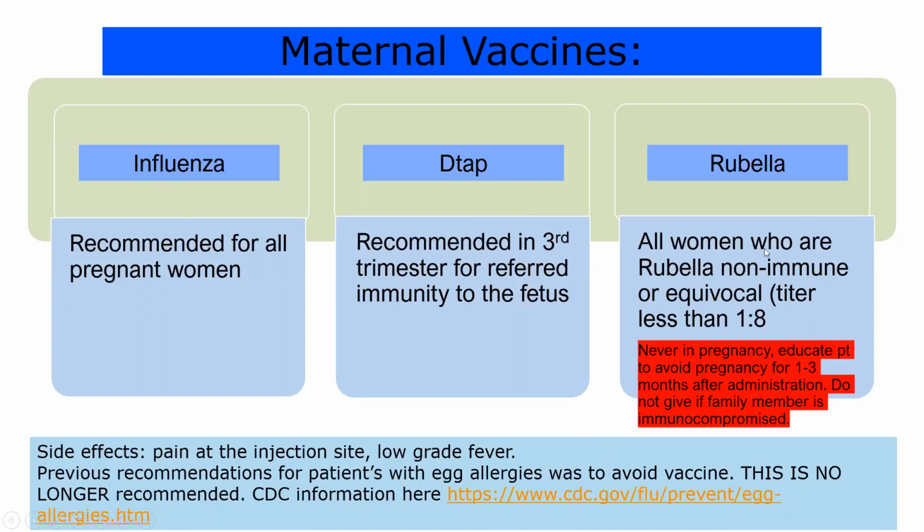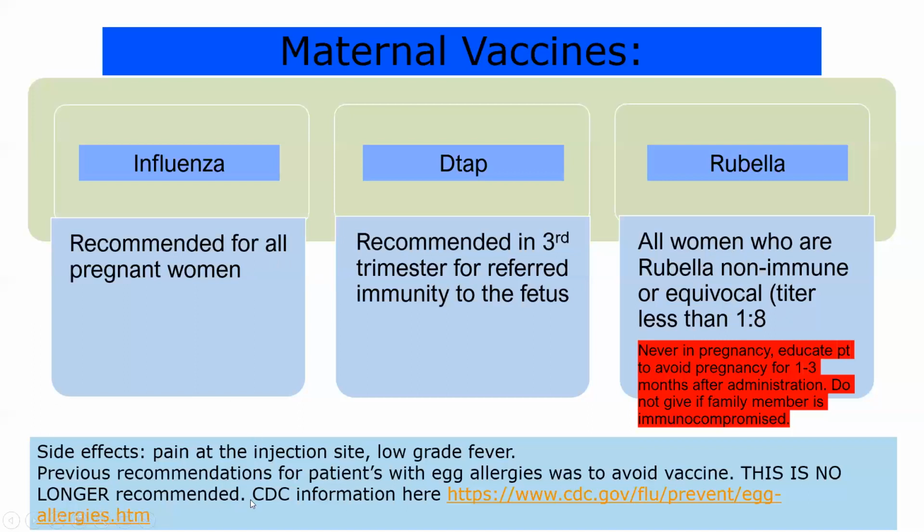So women who are rubella non-immune, which is German measles, or equivocal, and those titers are going to be less than a ratio of 1 to 8. If they meet this criteria, they can have it as soon as the baby's born, but not during pregnancy. And then they need to not get pregnant for about 3 months afterwards, because this is a live vaccine and the others are not live vaccines.